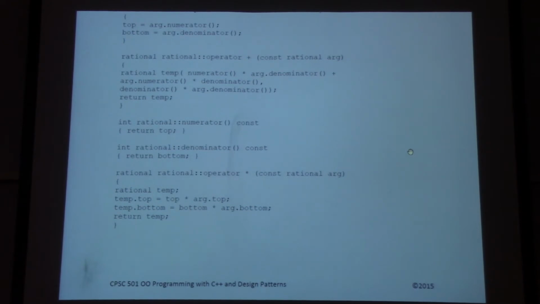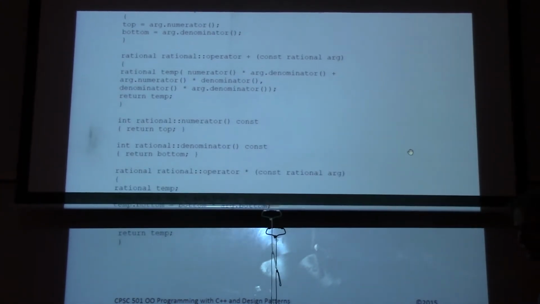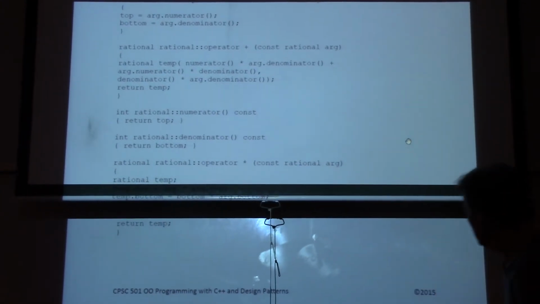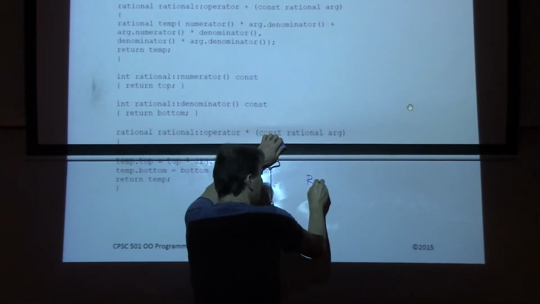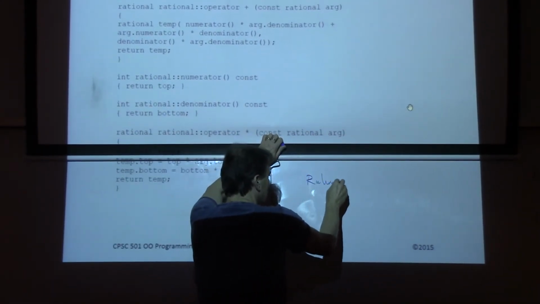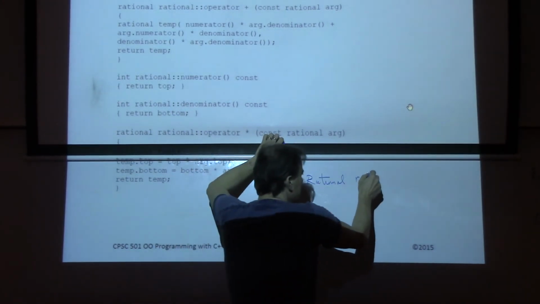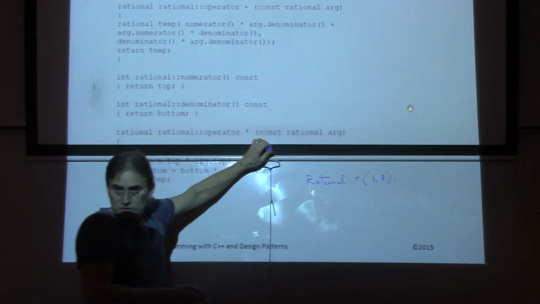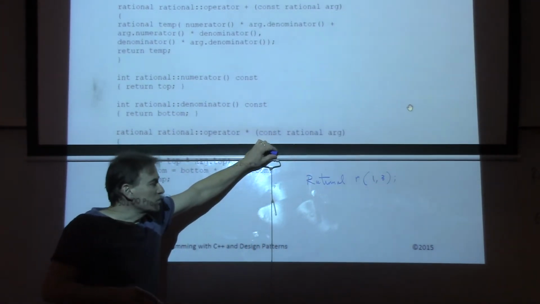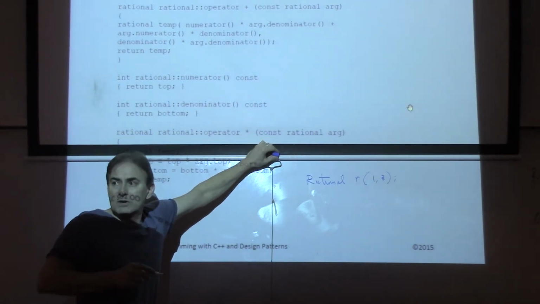So let's see how that would work. I'm going to write some code here. So let's say I have rational R, and I'm going to say, for example, 1, 3. Everybody understand what that's going to do, right? I'm constructing a rational object using the int constructor. Top is 1, bottom is going to be 3.